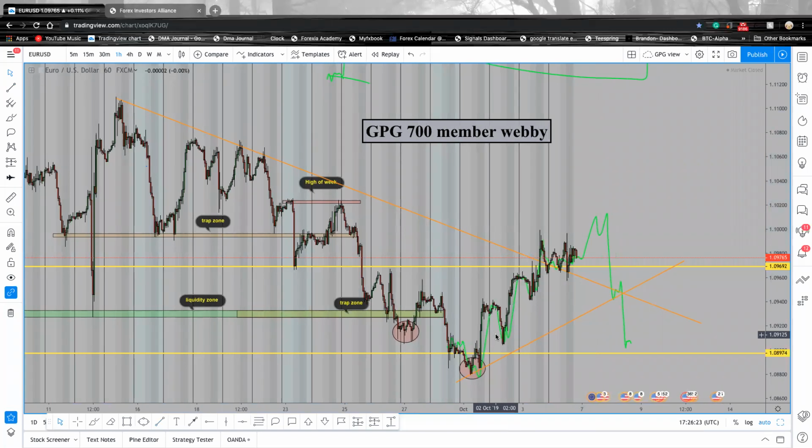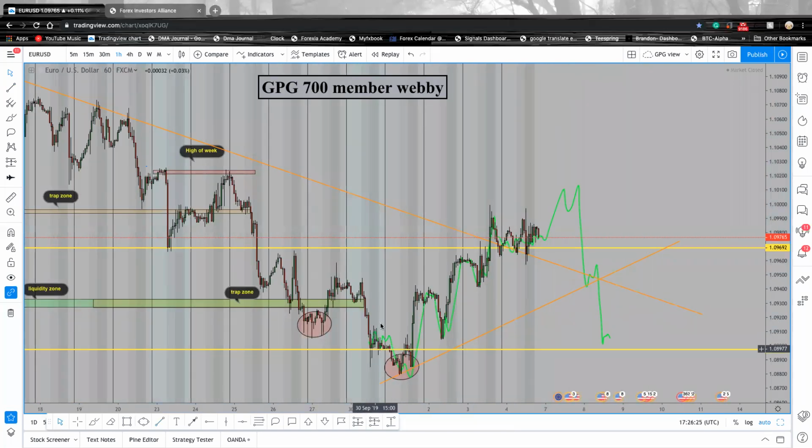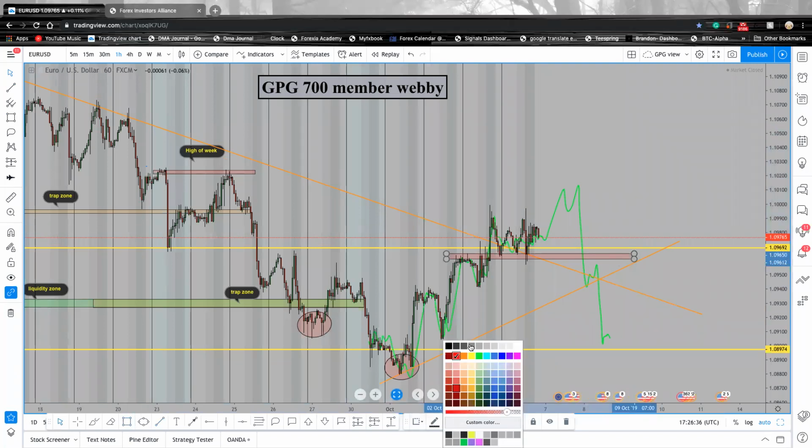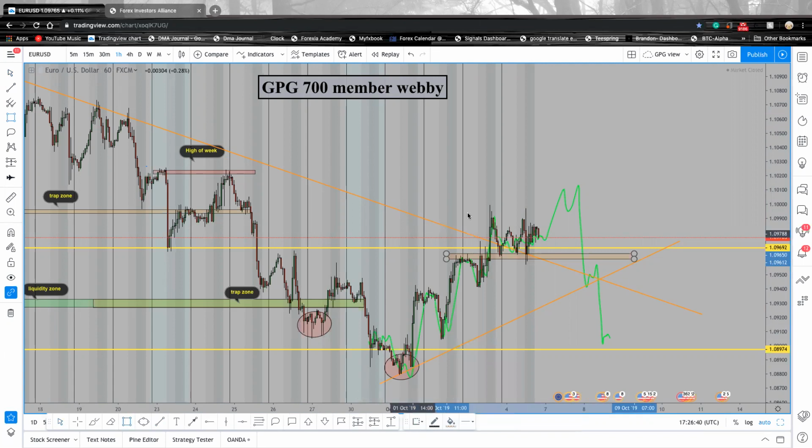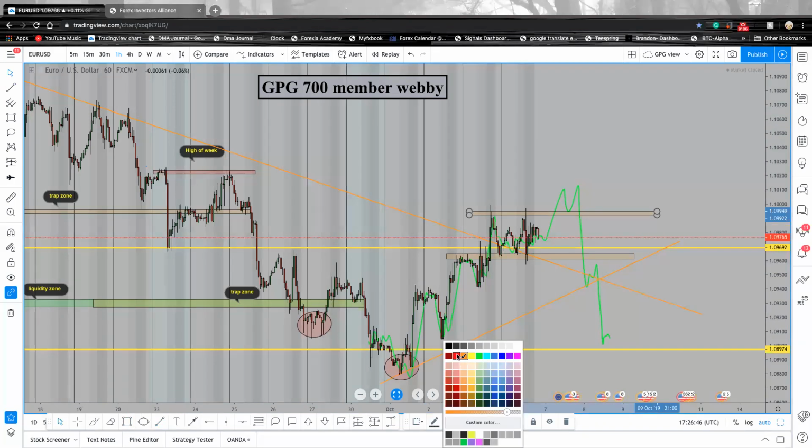And you see, I didn't do anything. I just saw the pattern, 1, 2, 3, stop, okay, trap. And what I see is a trap zone here, guys. That's a trap zone. You should already know. Yellow or orange, trap zone. Red one, high or low of the previous day.